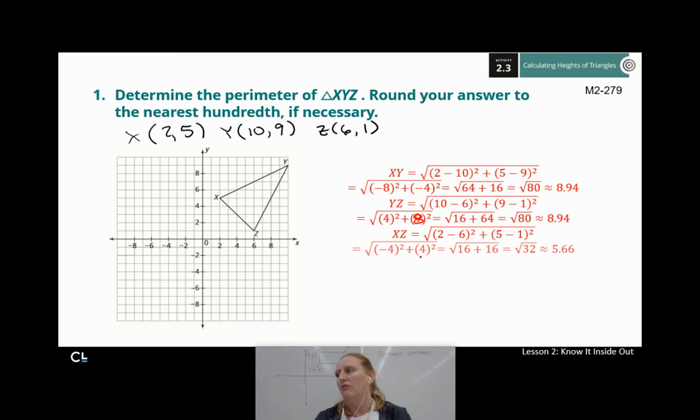2 minus 6 is negative 4. 5 minus 1 is 4. Square those, they're both 16. And 16 plus 16 is 32, so the square root of 32 looks like it's about 5.66.